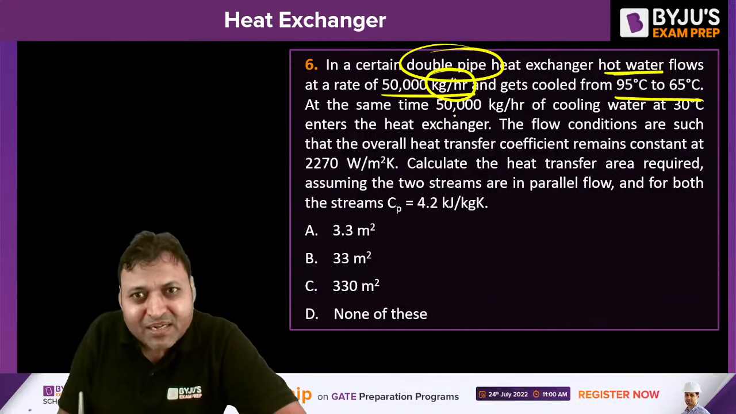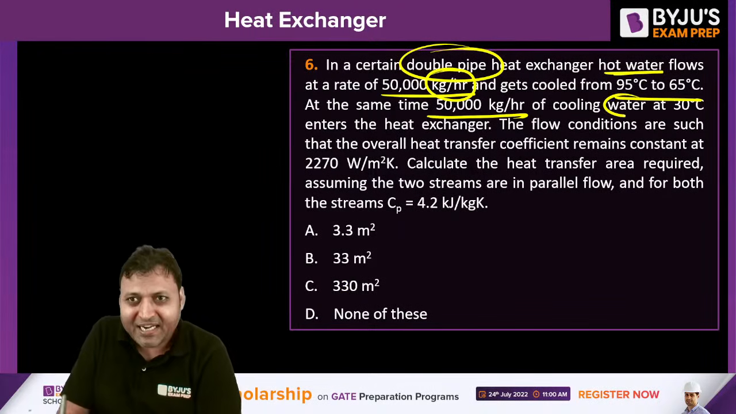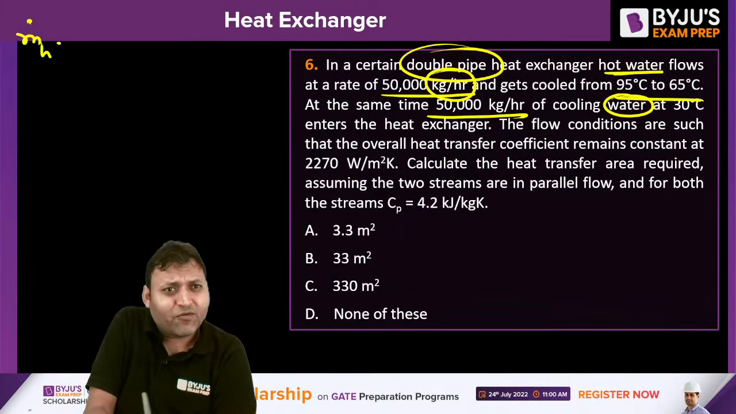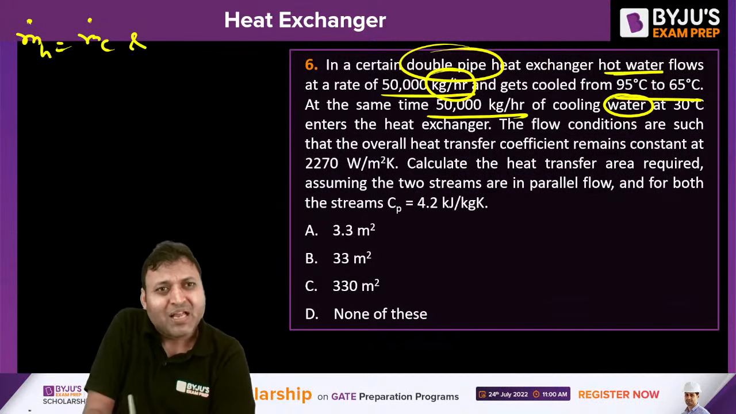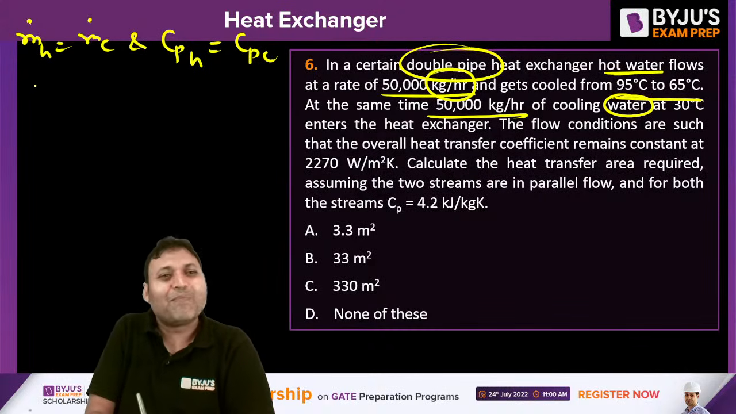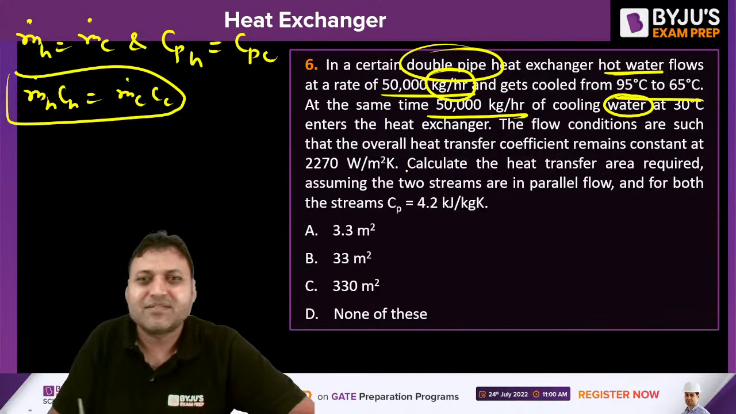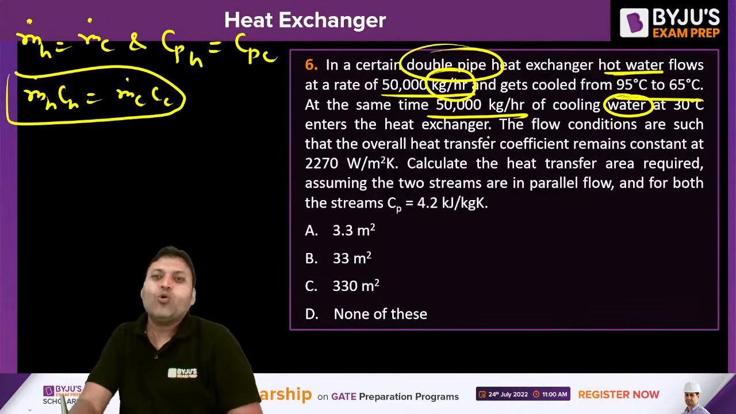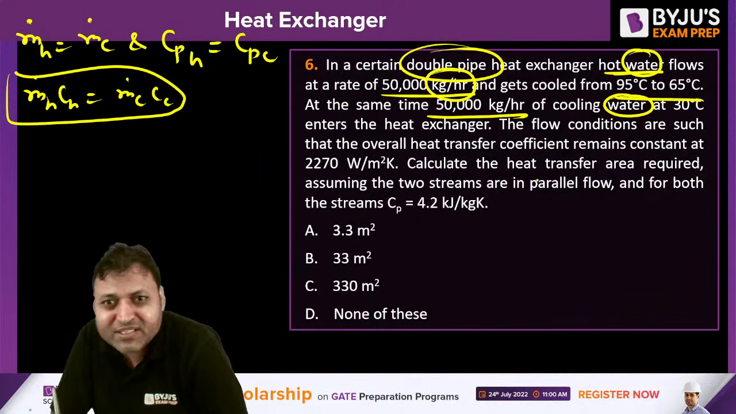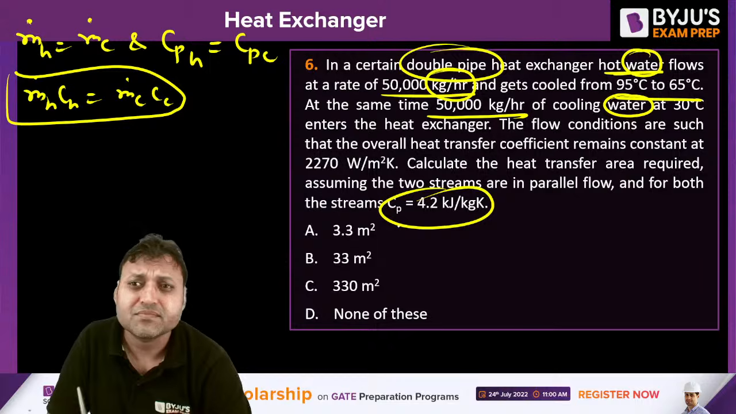At the same time, the same mass flow rate of cooling water, 50,000 kg per hour. Again, it is water. So we can say mass flow rate of hot fluid is same as mass flow rate of cold fluid, and Cp for hot fluid is also same as Cp for cold fluid. So the product of mass flow rate, m dot H Cp H is equal to m dot C Cp C. That is a special case. Why is the specific heat same? Because both the fluids are water only.